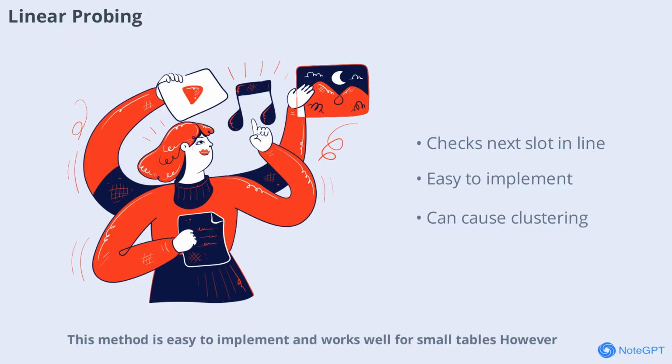This method is easy to implement and works well for small tables. However, if many collisions occur, it can lead to clustering where several values end up close together, slowing down retrieval. Despite this, linear probing remains a popular choice for many hash table implementations.